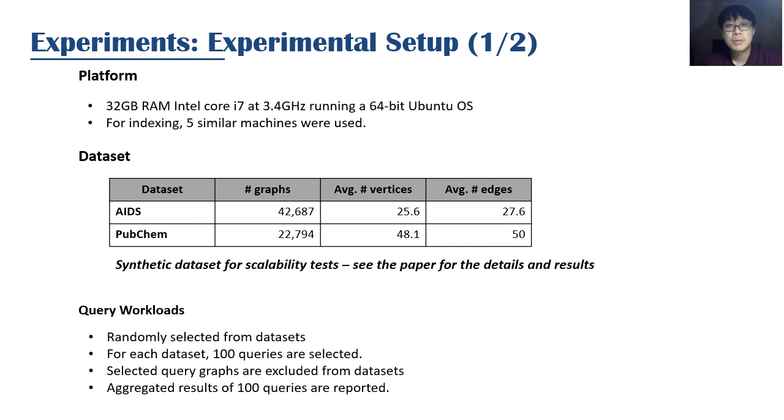We conducted experiments on an Intel machine running Ubuntu OS. For distributed index building, we used 5 similar machines. In experiments, we used 2 real datasets, AIDS and PubChem. We randomly selected 100 queries from each dataset to evaluate the proposed technique. We excluded the selected queries from the datasets because our technique immediately returns all results as soon as it finds a graph identical to the query graph.